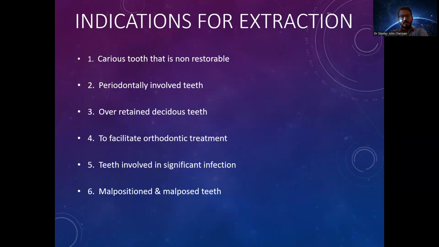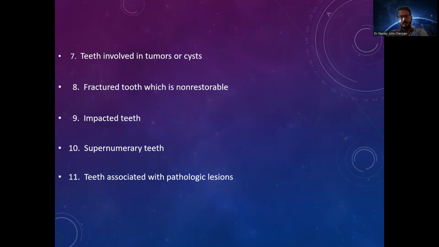Indications for extraction include carious teeth that are non-restorable, that is, grossly decayed, or root stumps that cannot be RCT treated. Also, periodontally involved teeth, over-retained deciduous teeth, and teeth to facilitate ortho treatment, where you need more space in the arch, such as extracting premolars. Teeth involved in significant infection, malpositioned teeth, teeth involved in tumors, fractured teeth or fractured roots, impacted teeth, supernumerary teeth, and teeth associated with pathological lesions.